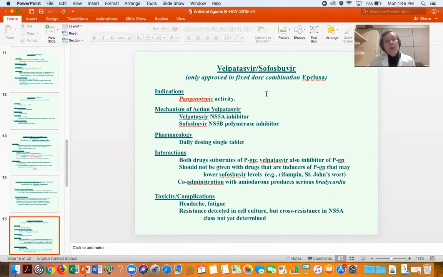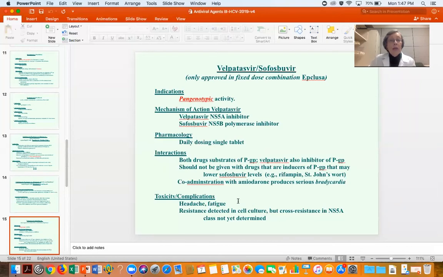So we have velpatasvir with sofosbuvir. Again, this is pan-genotypic. Velpatasvir is an NS5A inhibitor. Sofosbuvir is an NS5B polymerase inhibitor. They're given daily dosing as a single tablet. Both of these drugs are substrates for P-glycoprotein, and velpatasvir is actually also an inhibitor of P-glycoprotein. It should not be given with drugs that are inducers of P-glycoprotein because it may end up lowering then the sofosbuvir level. And then co-administration with amiodarone produces serious bradycardia.